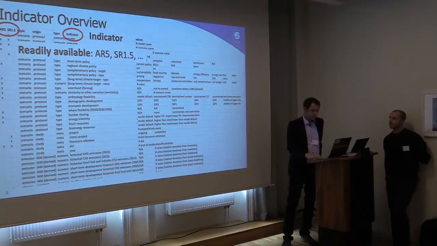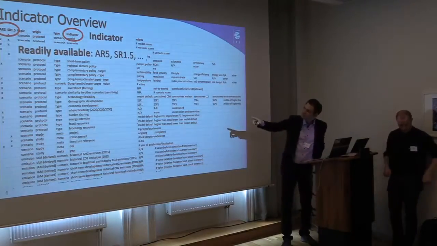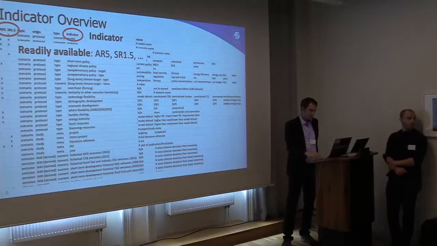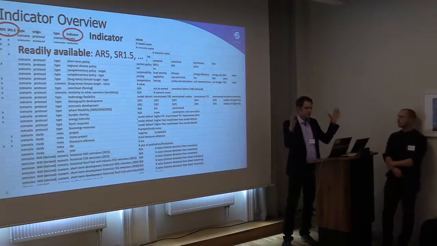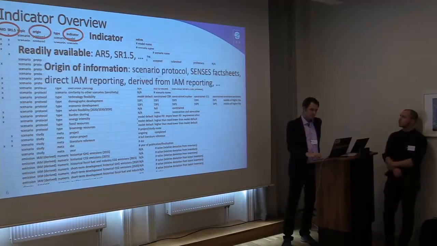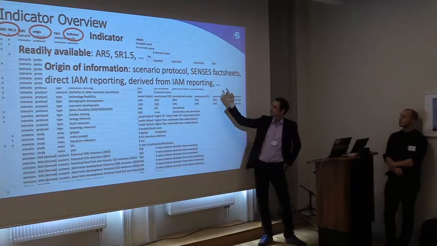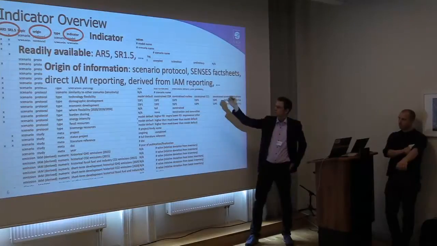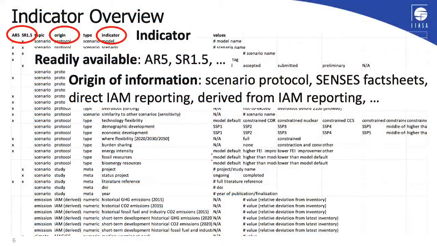Then there's also what is readily available. So you see some boxes are ticked for AR5 and ESA 1.5 as the largest compilations of data sets. Then it also depends on where you're pulling this information from. Some is direct IAM reporting, some are derived indicators from this reporting, and then sometimes one needs to go into the scenario protocols of the underlying studies or collect it from the census fact sheets.